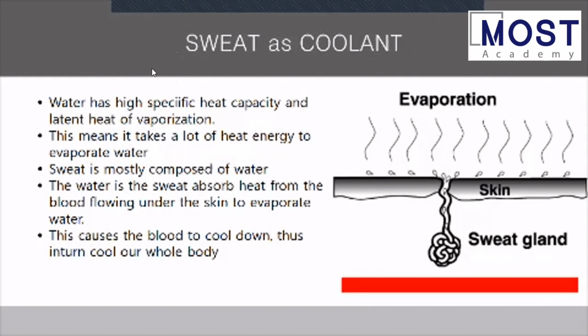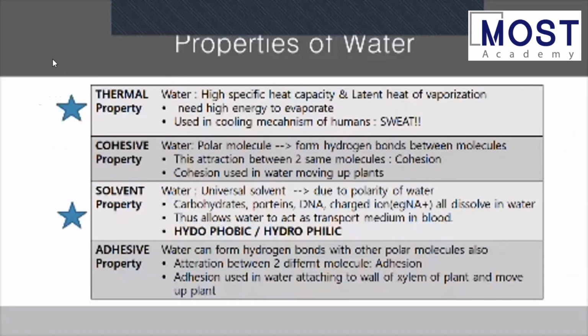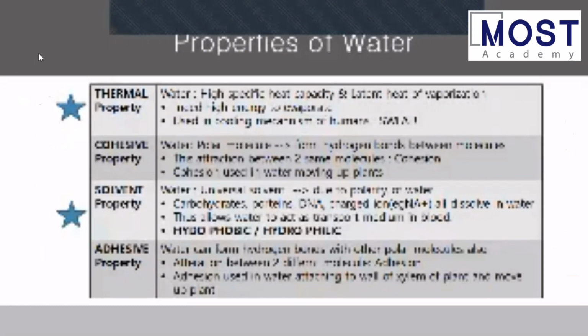Okay, so since it takes a huge amount of heat energy from the blood, this allows the blood to cool down, and in turn cools our whole body. So that's how sweat is used as a coolant in humans or animals. Okay, so the next property I'm going to talk about is solvent property.